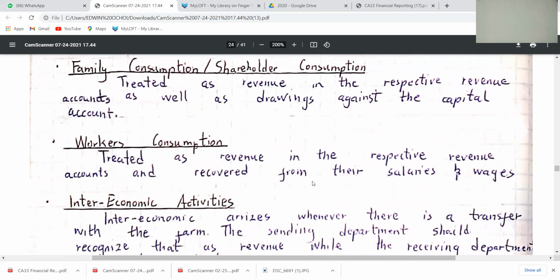So remember that the workers have consumed your product in the farm. What you do is treat it as if you sold it to them, but remember that in real sense, you never sold it to them. They just consumed, let's say chickens under poultry farming. So after you have treated the amount as revenue, you have to recover it from their salaries and wages, and it will come to offset each other.